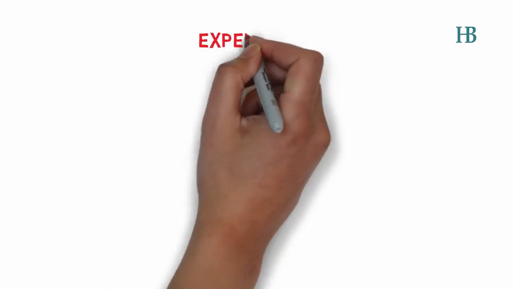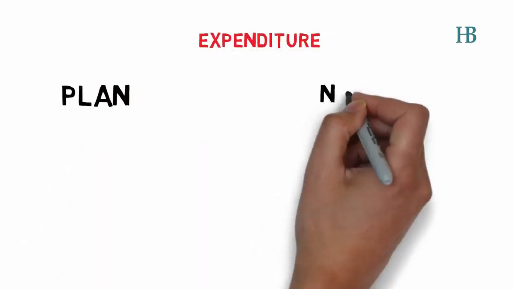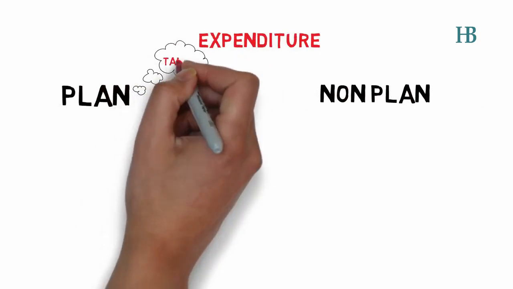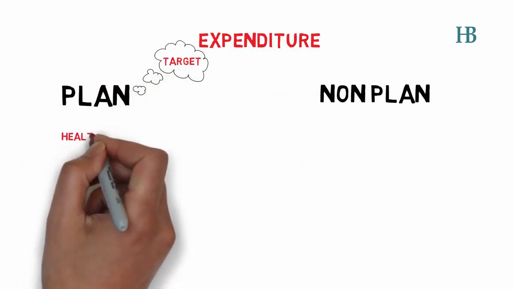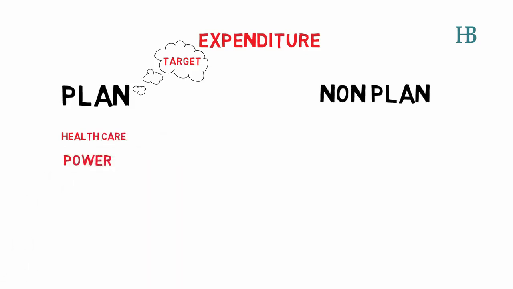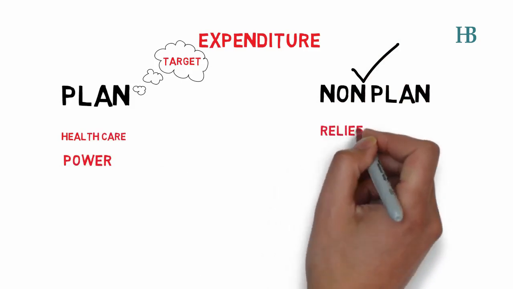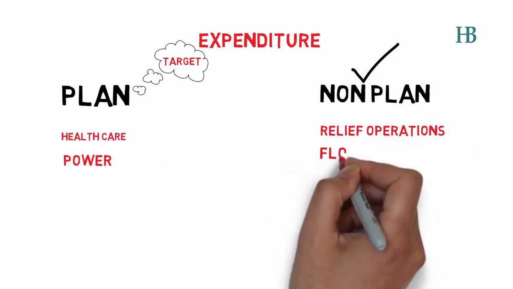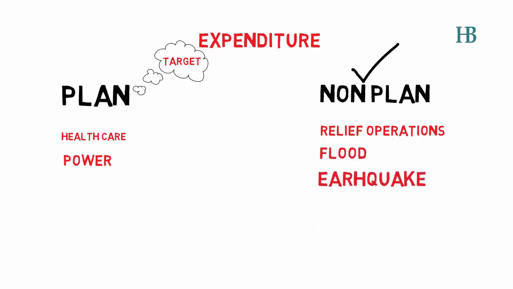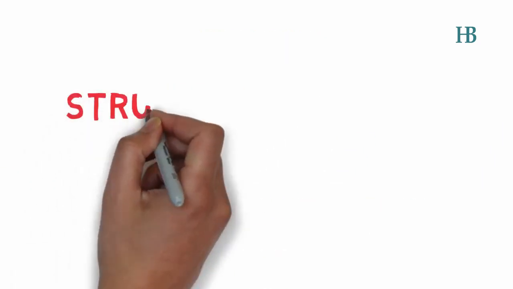Expenditure can also be categorized as plan and non-plan expenditure. Plan expenditure is where money is spent keeping in mind the achievement of some targets, like improvement of healthcare, expenditure for agriculture, industrialization, power, transport, all this. And in non-plan expenditure, the money goes for relief operations, like relief for flood victims and earthquake victims, where money is spent on their food and the construction of their houses. All these are non-plan expenditure. So this is all about the structure of the budget.